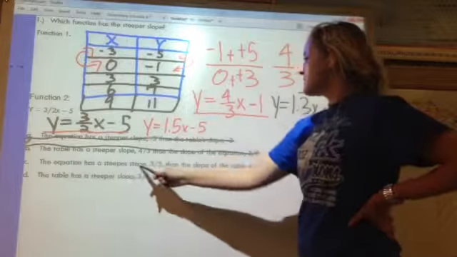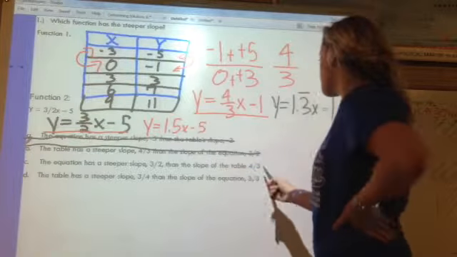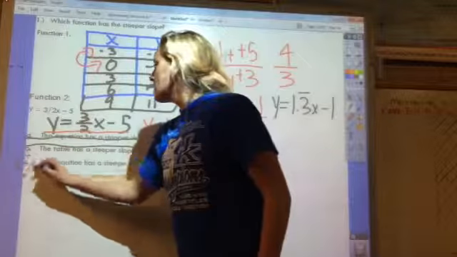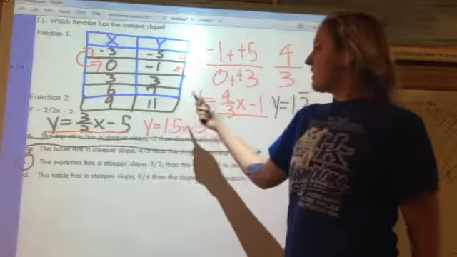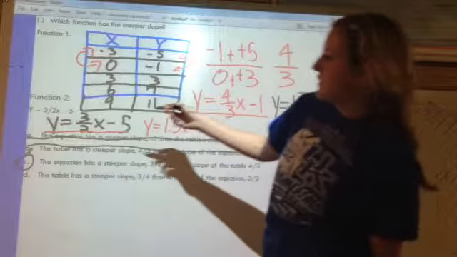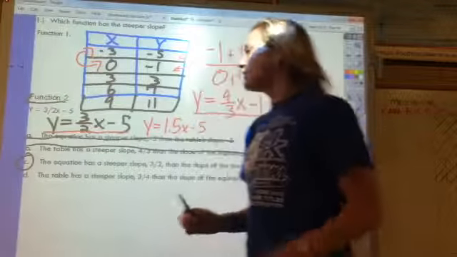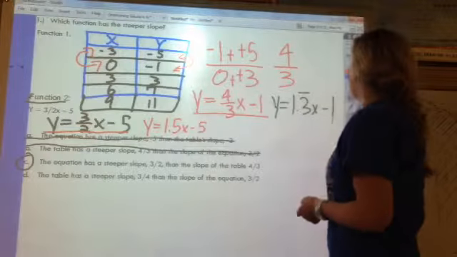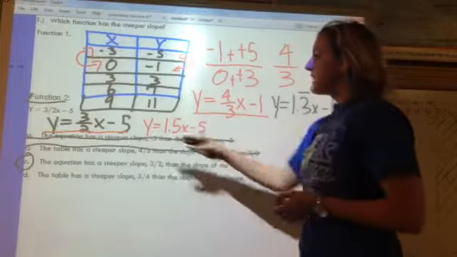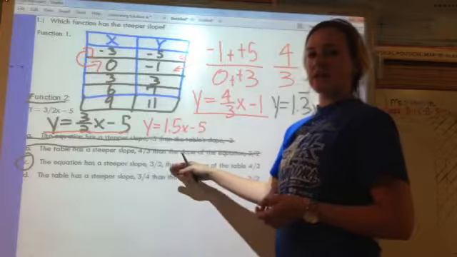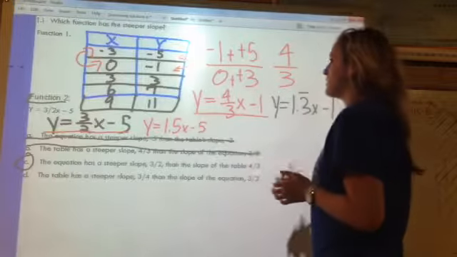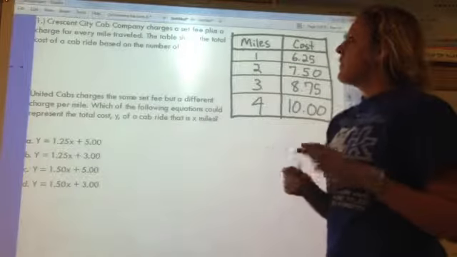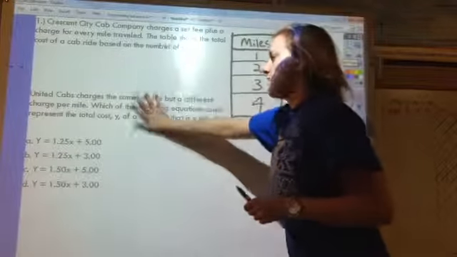Alright, the equation has a steeper slope of 3/2 than the slope of the table, 4/3. That is true because 1.5 is larger, so the equation, which was function 2, is increasing at a much larger rate than the table, which is at 4/3. So again, you see how I did process of elimination there to arrive at my answer choice? That's what you need to do as well on your benchmark. Alright, let's do one last one. Do not write this down. I will tell you what to write.